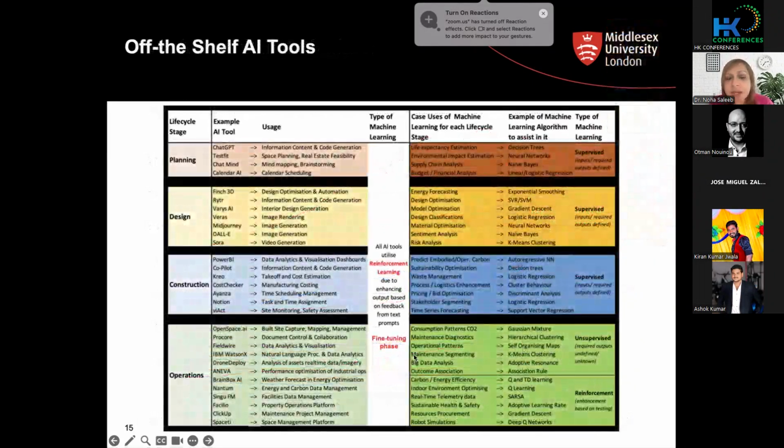Okay, and finally, I just wanted to show how current off-the-shelf AI tools are being used in the construction industry at the moment. I mean, we have tens and tens of off-the-shelf AI tools. Of course, we know like ChatGPT and Copilot, but there are others that can be used in the planning, design, construction, and operations. There are many names here which you can see which are maybe familiar, but there are others which are not as familiar, but they are used in the construction industry.